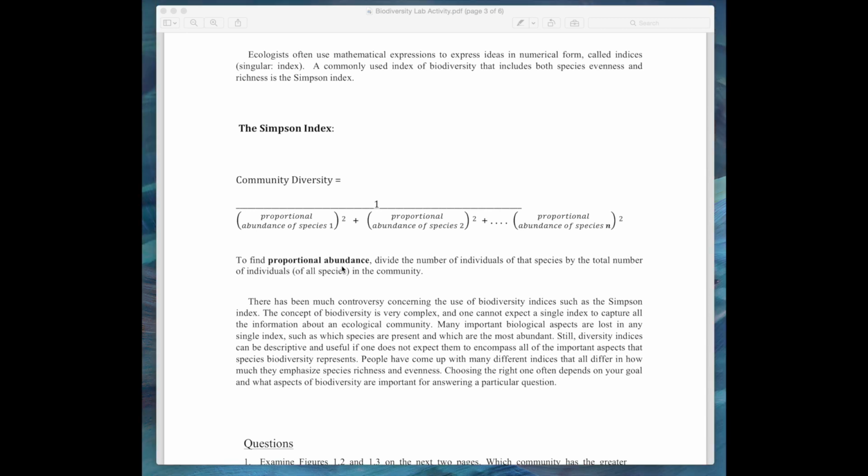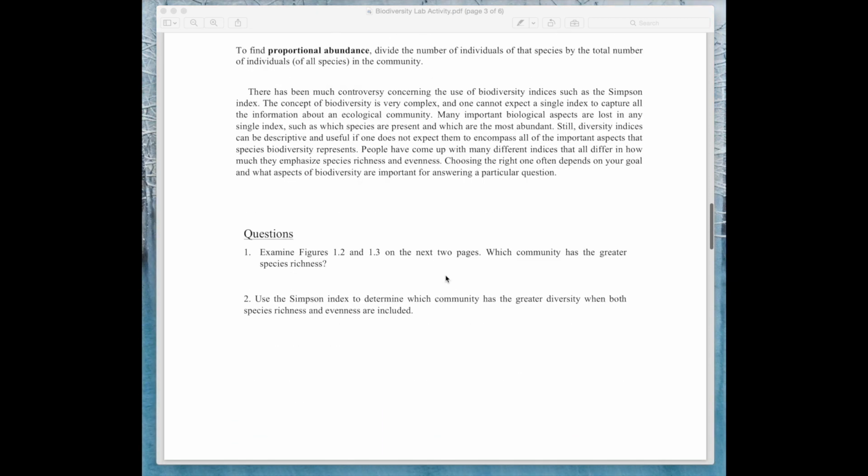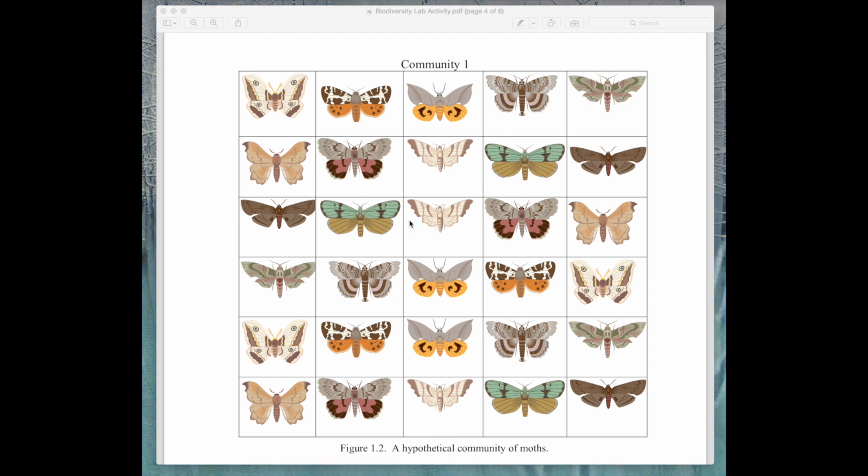To find proportional abundance, divide the number of individuals of that species by the total number of individuals of all species in the community. So if we scroll down here to community 1, we begin by looking at our first species and count the number of individuals of that species. And we see 1, here's another one, 2, and a third one, 3.